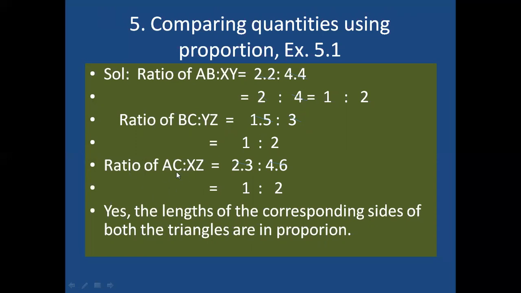Now the last one is the ratio of AC to XZ. That is 2.3 to 4.6. Again, if you multiply 2.3 with 2, you get 4.6. That means 2.3 ones are 2.3 and 2.3 twos are 4.6. So the simplest form of this ratio is 1 is to 2. In all these three, we got 1 is to 2, 1 is to 2 and 1 is to 2. The simplest forms of all these three ratios are equal. So we can say that yes, the lengths of the corresponding sides of both the triangles are in proportion.